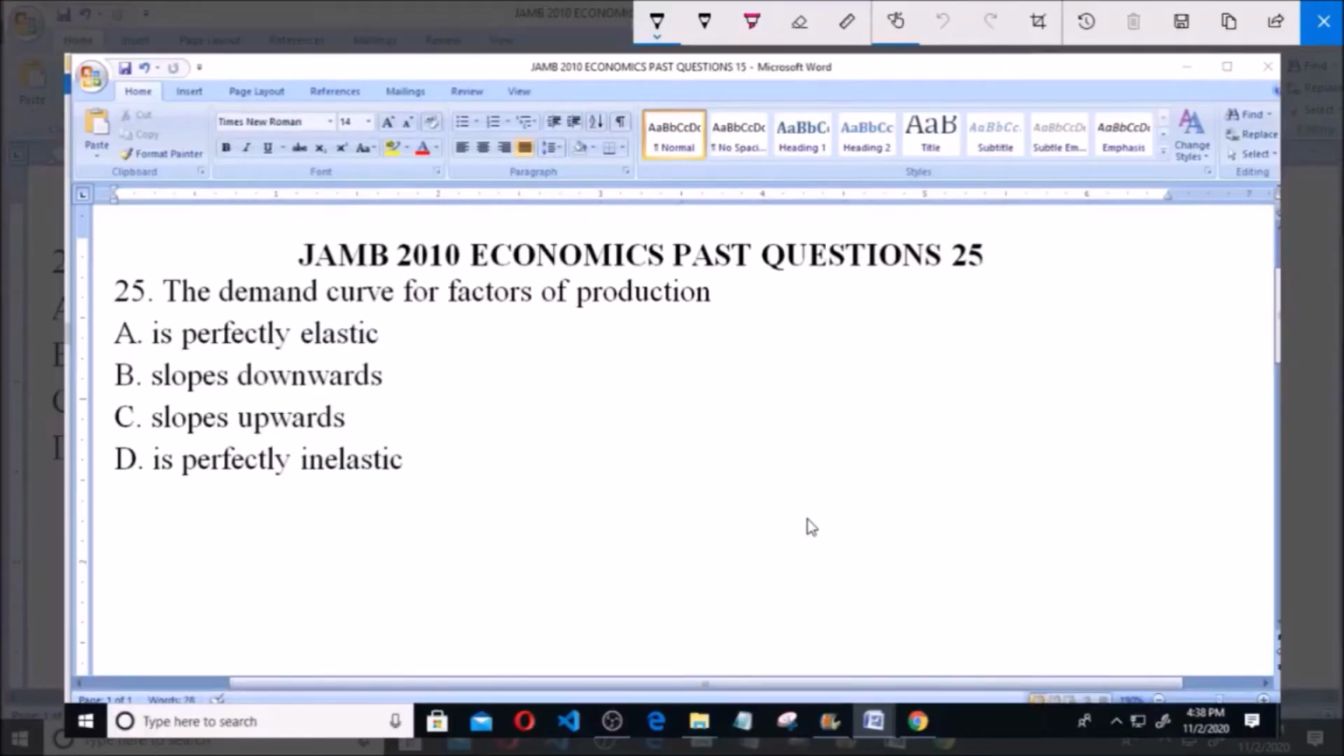Hello, JAMB 2010 Economics Past Question. Question number 25. The demand curve for factors of production.